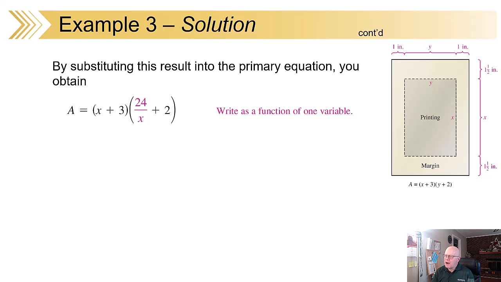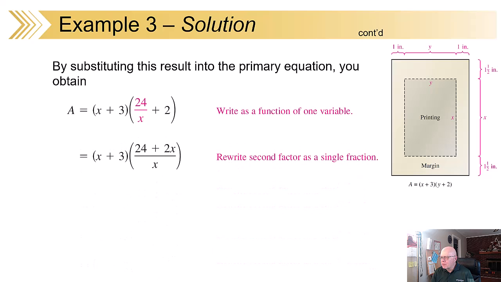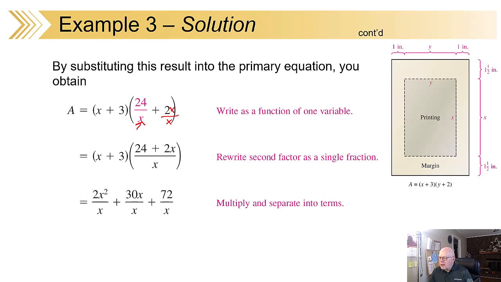So after substituting, this is what you've got. Simplify a little bit using the common denominator of X. Remember, this will make it 2X over X. That gives it a common denominator. There's your 24 plus 2X and your common denominator of X. Multiply and divide each term by that X. Simplify as much as possible.